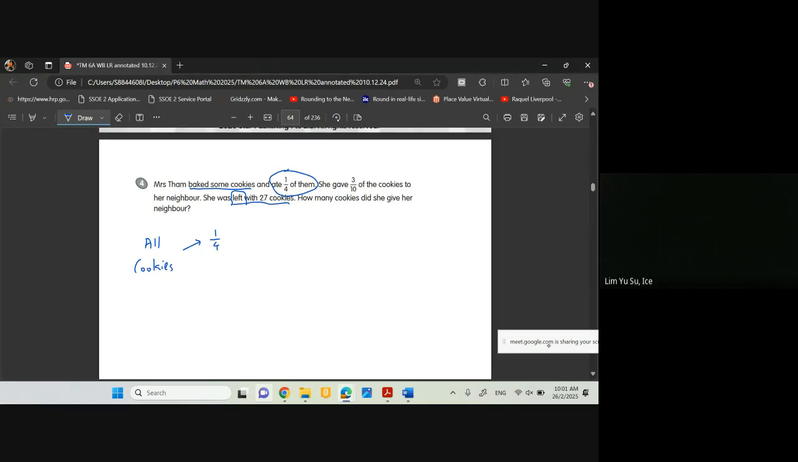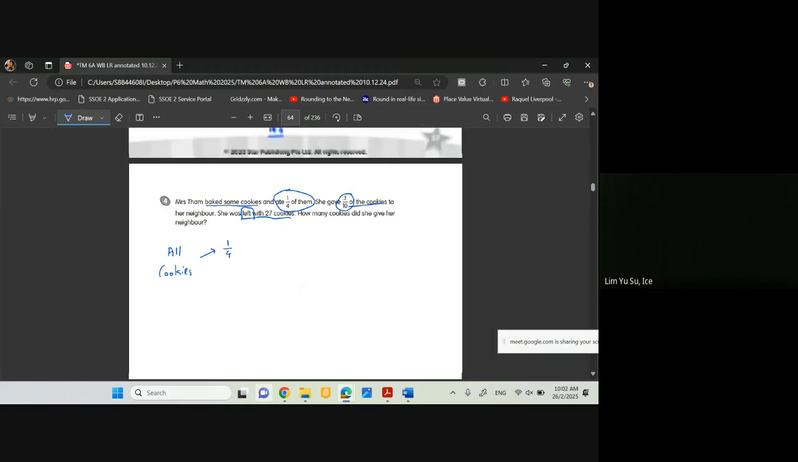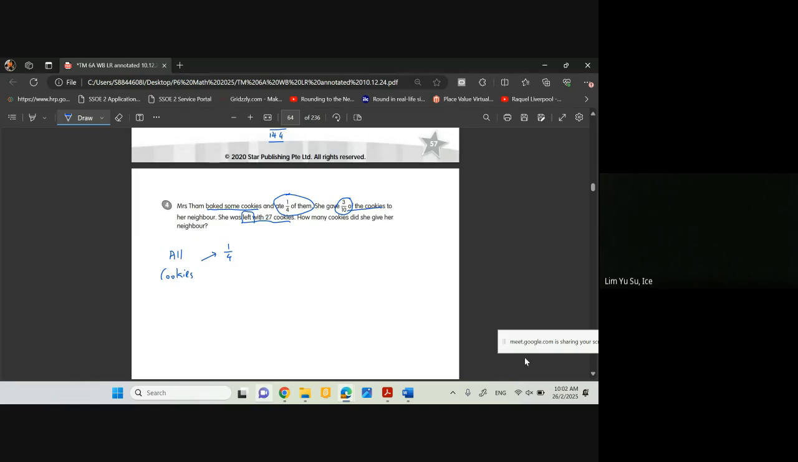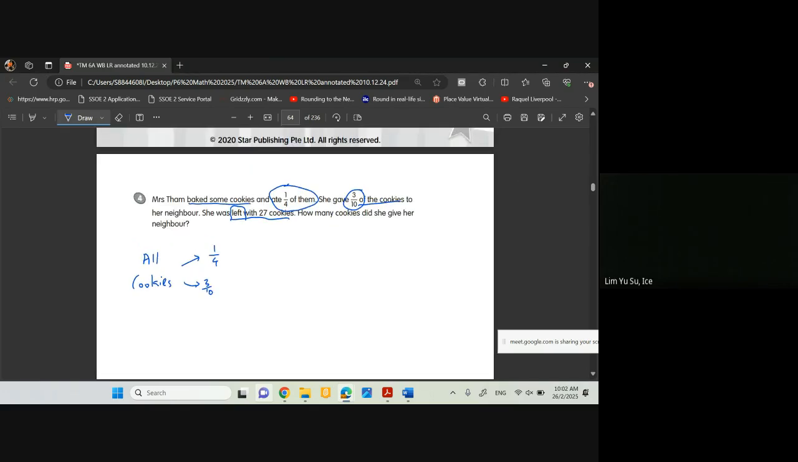3/10 of the cookies is still of the cookies. It's not of any remainder. Okay, it's still of the cookies. Then finally it says left. It's still left of all the cookies, 27. That's the whole number. 3/10 of the cookies, this is to the neighbor. It is 8.